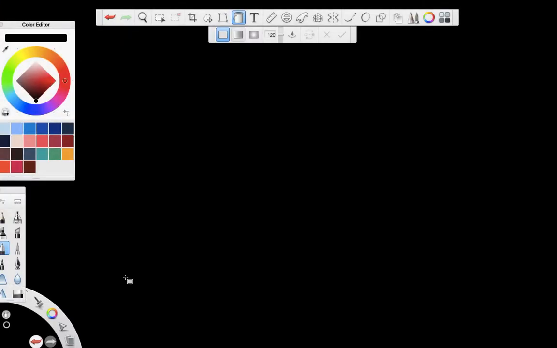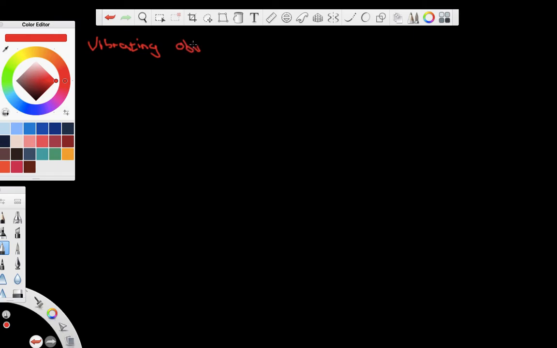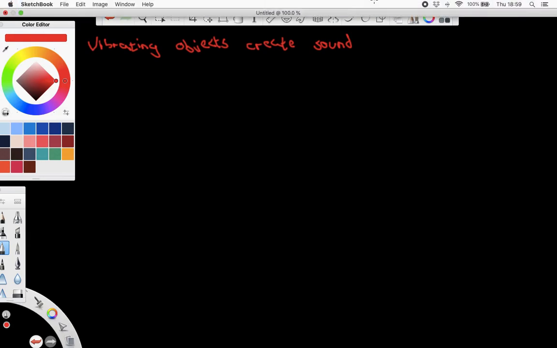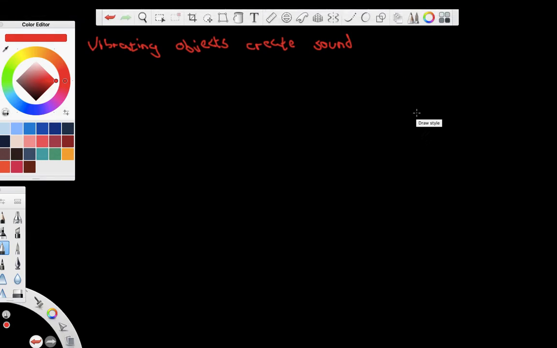So the first thing we need to write down, and we need to say it because it's an important point, is that vibrating objects create sound. So vibrating objects create sound.